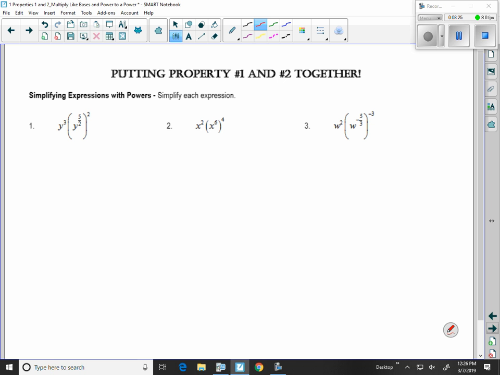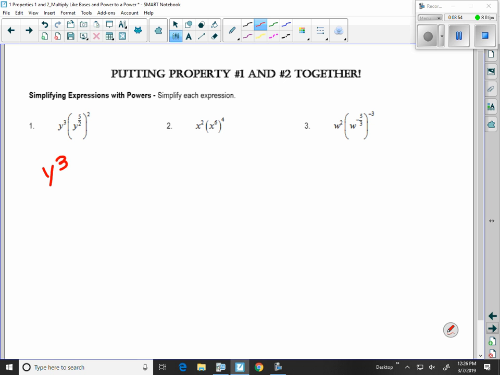Okay, now we are going to put property 1 and property 2 together. When you're doing order of operations, what comes first? Multiplication or addition? Multiplication. So guess what you're going to do first? In this case, which property is the multiplication? Property 2, power to a power. So you're going to do your power to a power first.